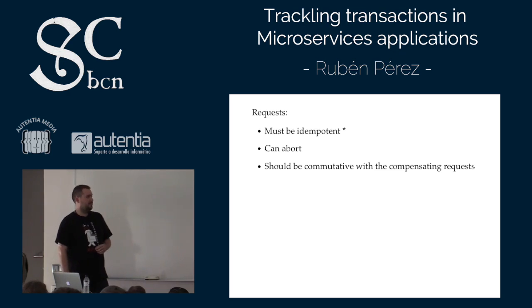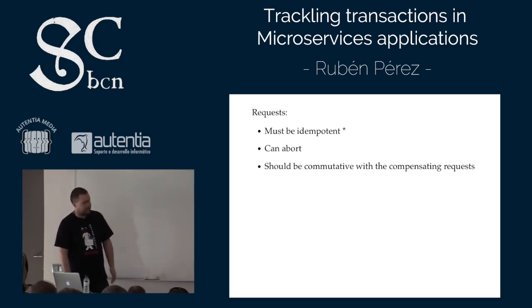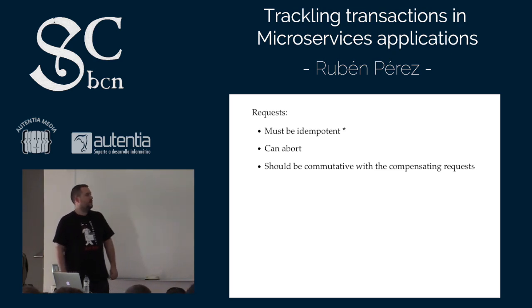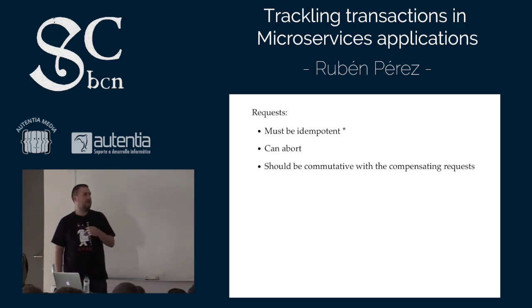The request can abort. That's perfectly fine. I can try to buy tickets for any flight, and I can get a response that I'm not doing that because there are no seats available. That's fine. And also the request should be commutative with the compensating request. So commutative here means that 1 plus 2 is the same as 2 plus 1.